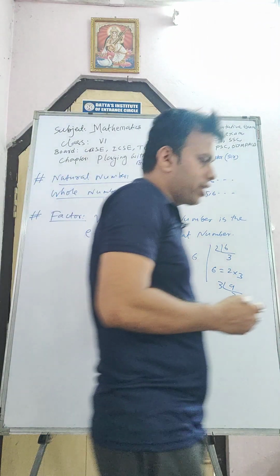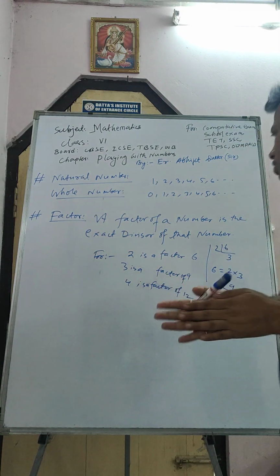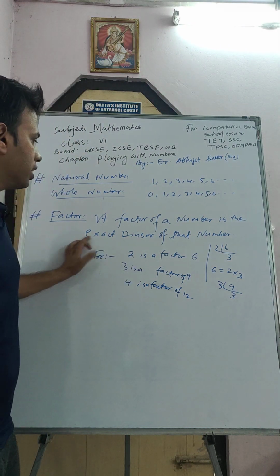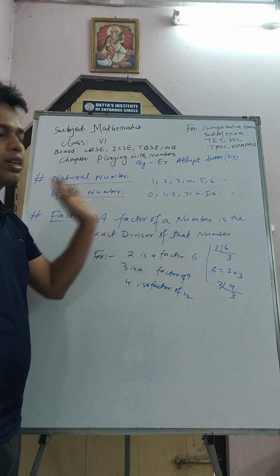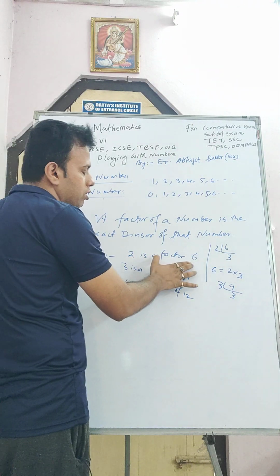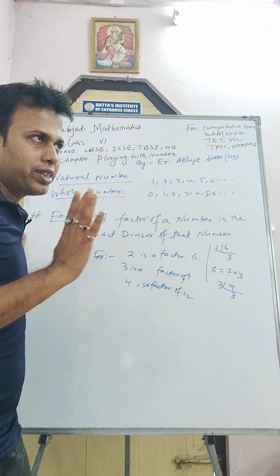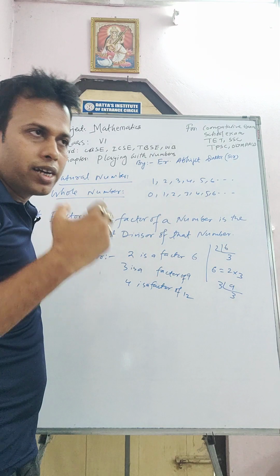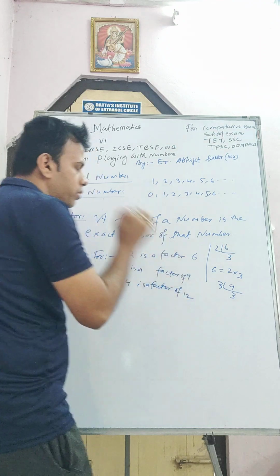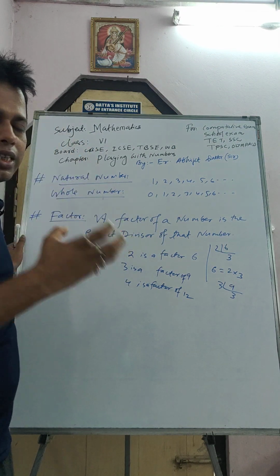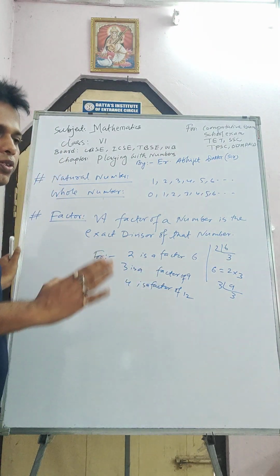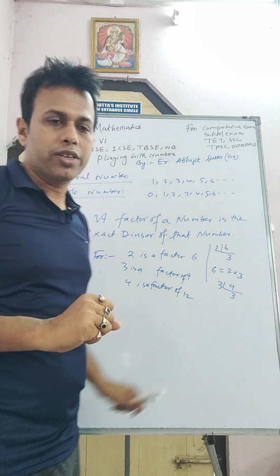So, understood what a factor is? A factor of a number is an exact divisor of that number. For example, 2 is a factor of 6: if I divide 6 by 2, we get 3, which is exactly divisible. And 3 is a factor of 9: if I divide 9 by 3, we get 3, exactly divisible. 4 is a factor of 12: if I divide 12 by 4, we get the answer 3.